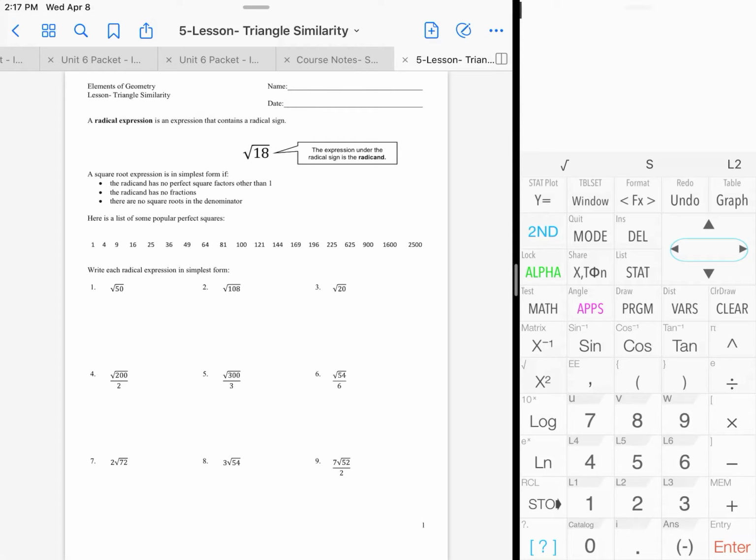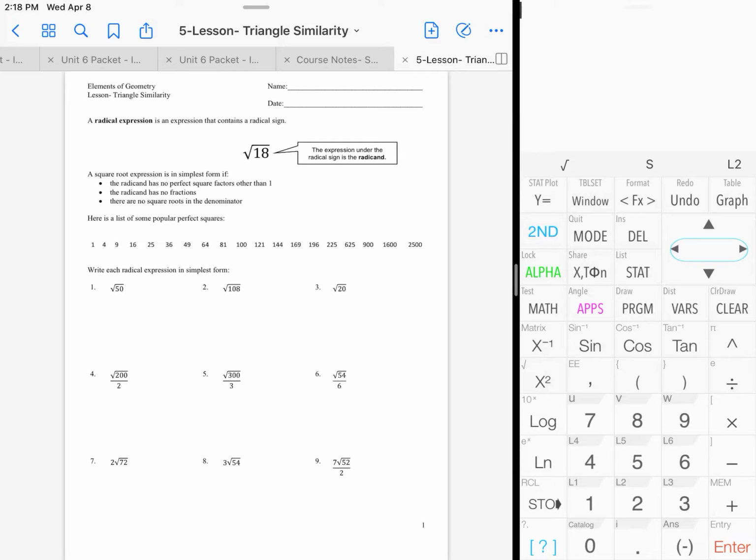In this portion of the course, we're going to learn about similarity related to triangles. Part of that is going to relate to some computational skills involving working with radicals. So I figured it would be a good idea to go over how to simplify radicals, at least in the early going, so that we're all on the same page moving forward.